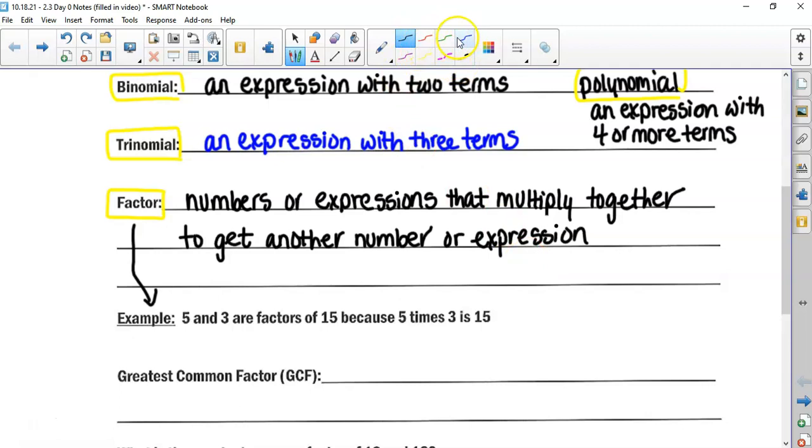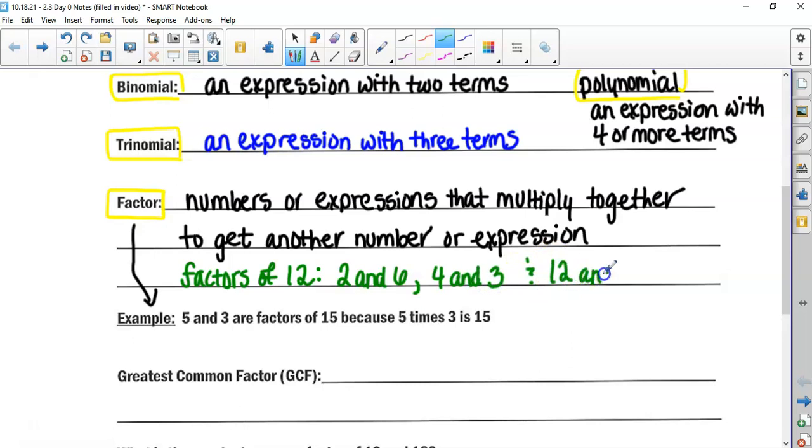We could do our own example here underneath. Let's say factors of 12. We actually have several sets, right? We have 2 and 6, 4 and 3, and 12 and 1. So we would describe this as 3 sets of factors for the number 12.